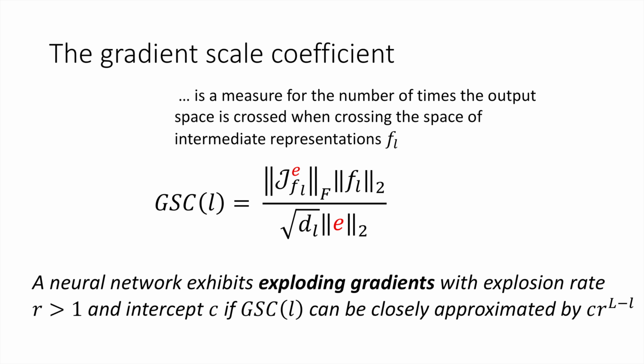Instead of using the output f of the network to define the GSC, we can also use the value of the error function e, which is itself a function of the output. Now we say a neural network exhibits exploding gradients with rate r and intercept c if the gradient scale coefficient can be closely approximated by c r to the big L minus small l.